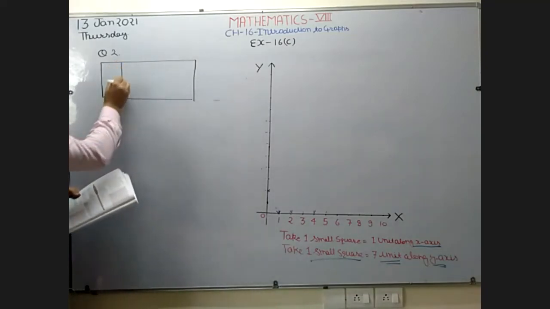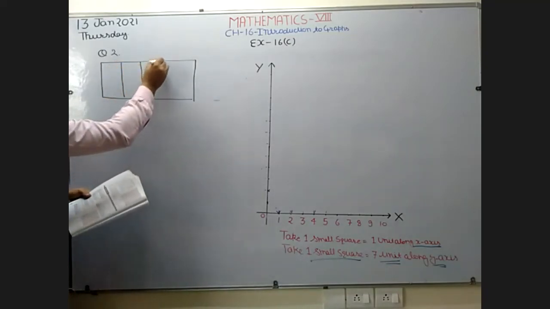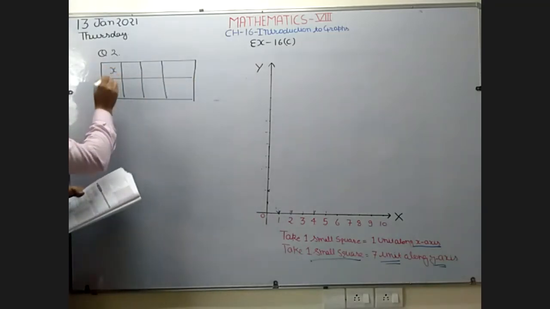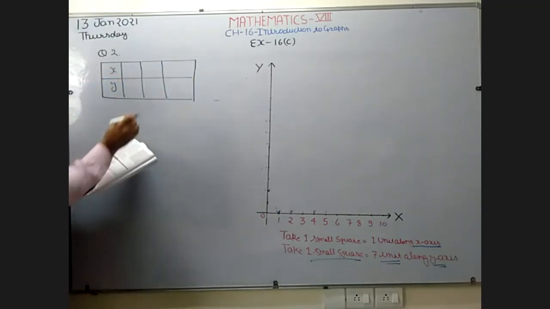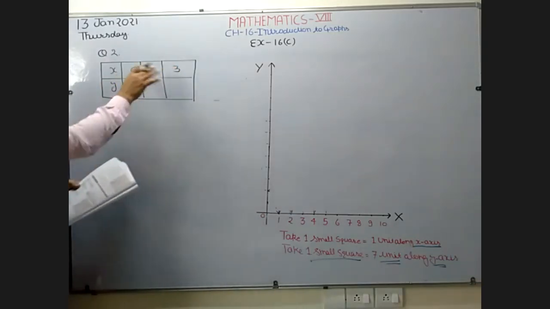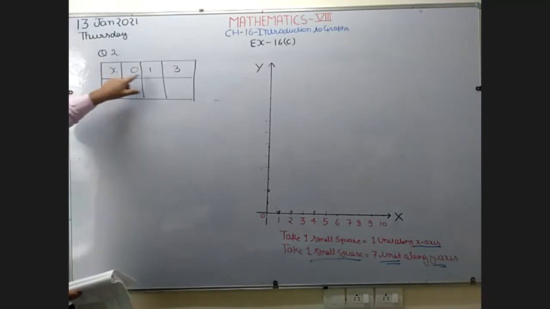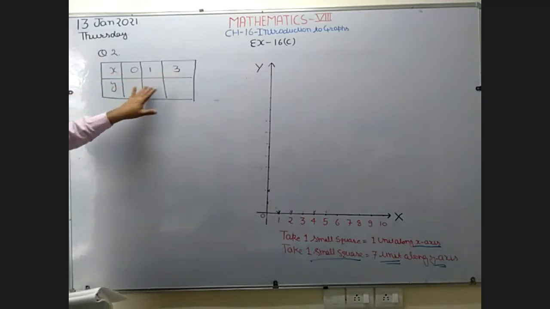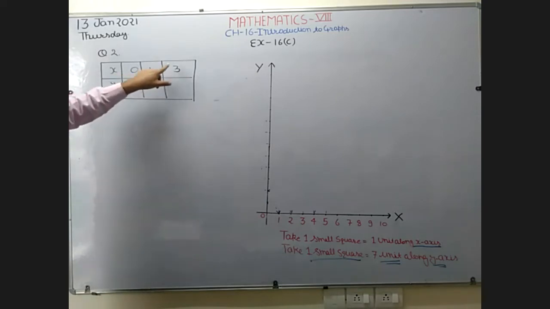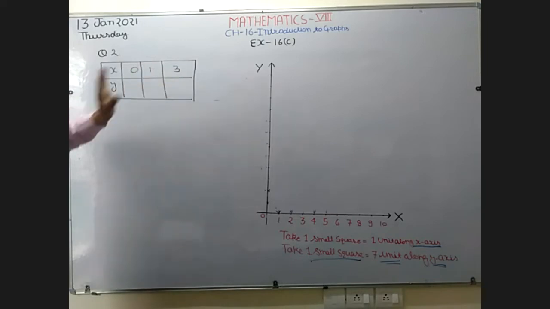What is given in this table? See on the board. This is your value of x. This is your value of y. So write here 0, 1, and 3. First, we are going to complete this table. Value of x is given, value of y is missing. Value of x is given, and value of y is missing.